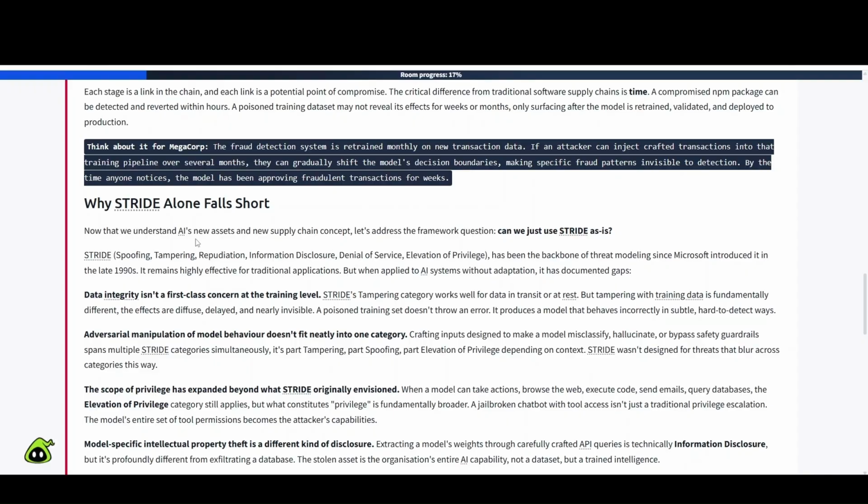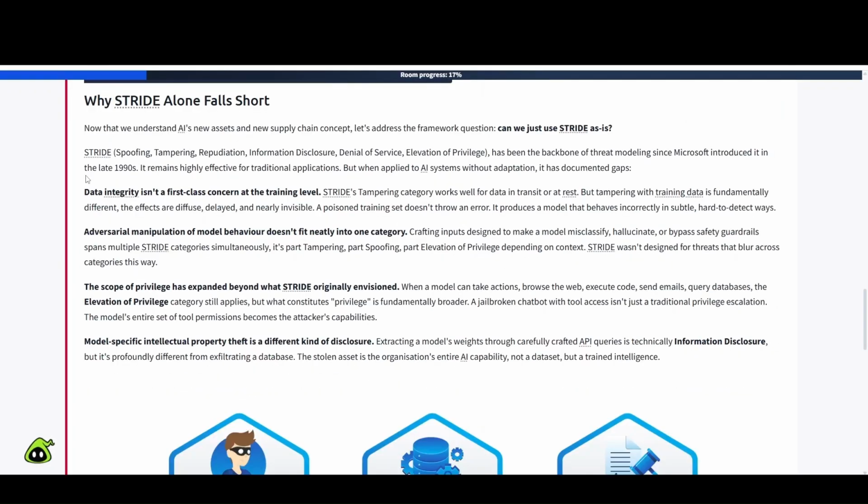Now that we understand AI's new assets and new supply chain concept, let's address the framework question. Can we just use STRIDE as is? Spoofing, tampering, repudiation, information disclosure, denial of service, elevation of privilege has been the backbone of threat modeling since Microsoft introduced it in the late 1990s. It remains highly effective for traditional applications, but when applied to AI systems without adaptation, it has documented gaps.